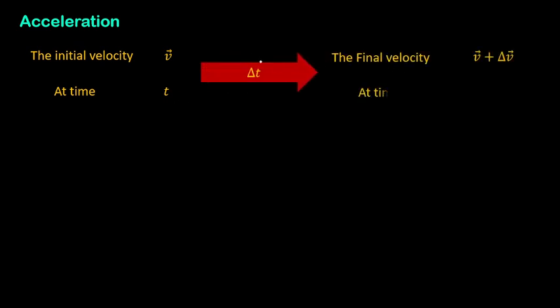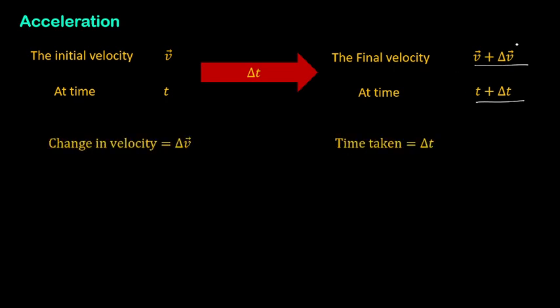The initial velocity is v bar at time t, and it changes over the time interval delta t to the final velocity v bar plus delta v bar at the later time t plus delta t. So the change in velocity is delta v bar, and the time taken or time interval passed is delta t.